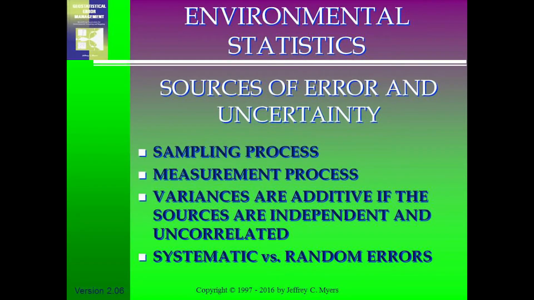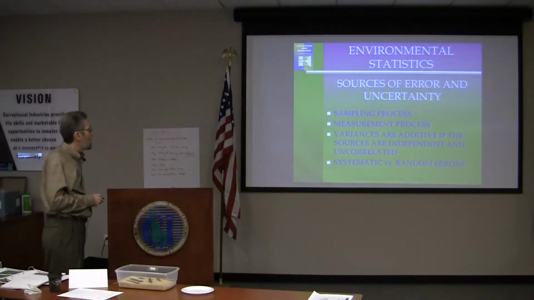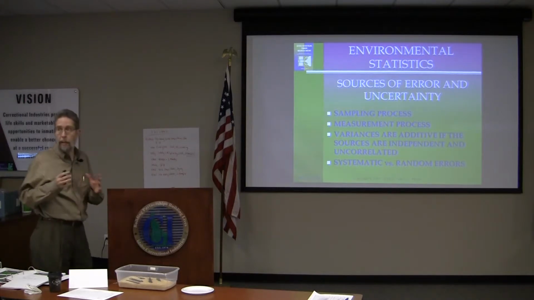Where do error and uncertainty come from? As we talked about a lot today, the sampling process. The lab introduces a measurement error. We can add sampling error and measurement error to get a total project error, because variances are additive, if the sources are independent. Sampling is independent of the lab.